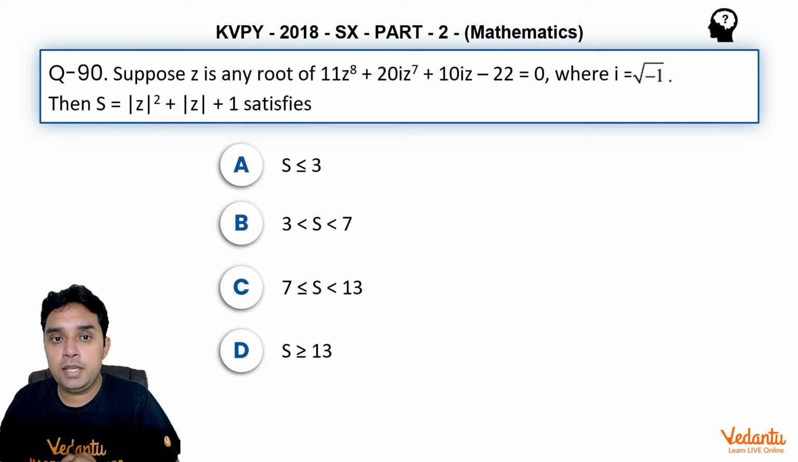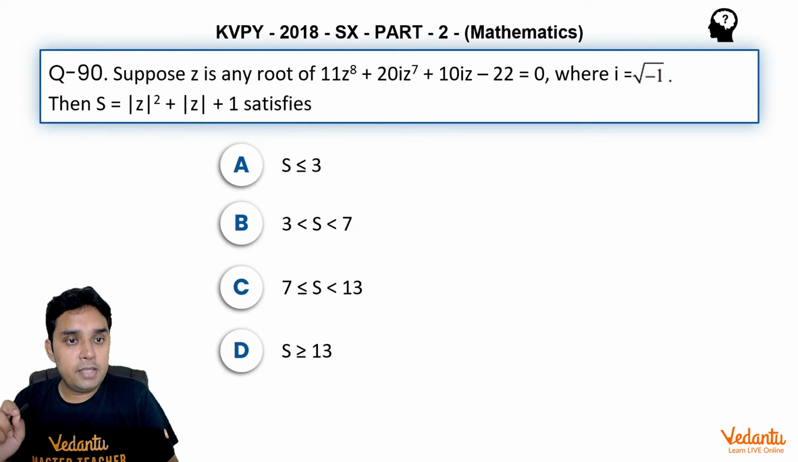Suppose z is any root of 11z^8 + 20iz^7 + 10iz - 22 = 0, where i is root minus 1. Then S = |z|^2 + |z| + 1 satisfies, and we are given options as A, B, C, D.